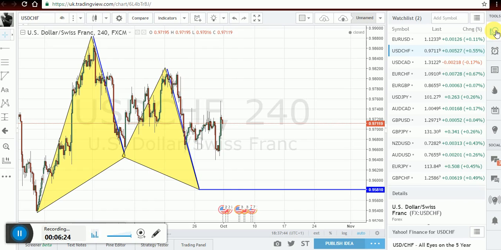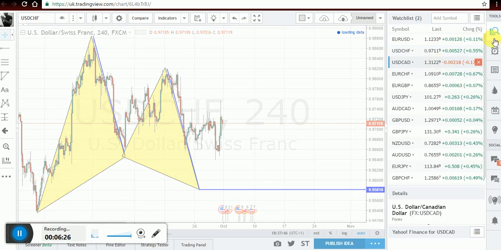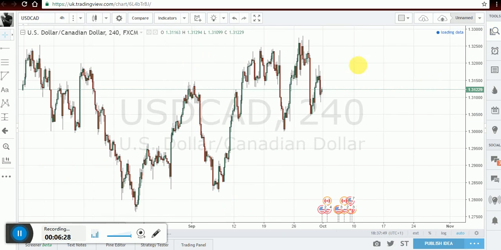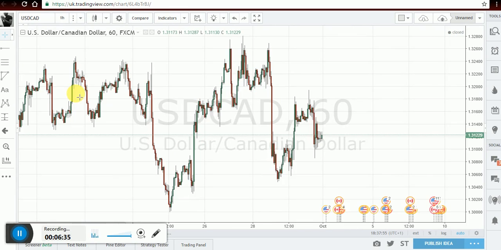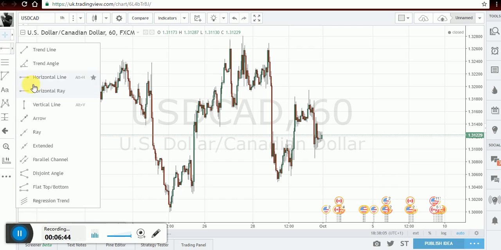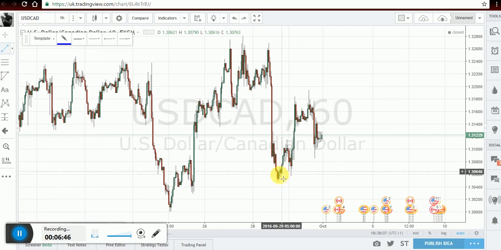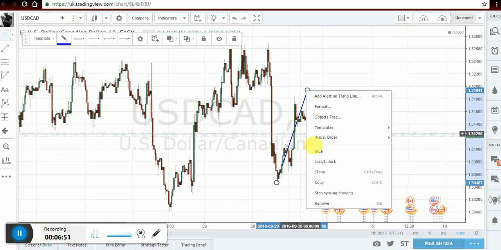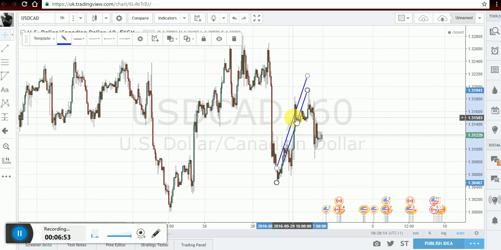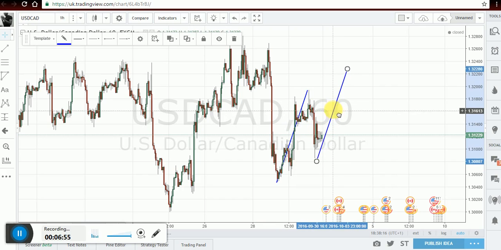The second one is on the US dollar CAD. This is another good setup because the pattern is going to complete near a structure, and this pair has been in consolidation as well. Again, the same thing I've done with the US dollar Swiss franc, I'm going to try and do with the US dollar CAD. We're looking for this 1-to-1 harmonic move that will come into the completion of the Gartley pattern, and in this case it's a bearish Gartley pattern.